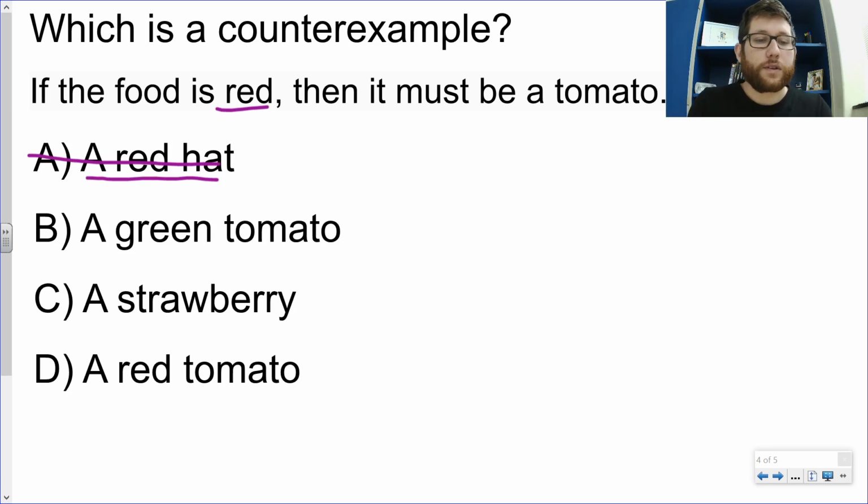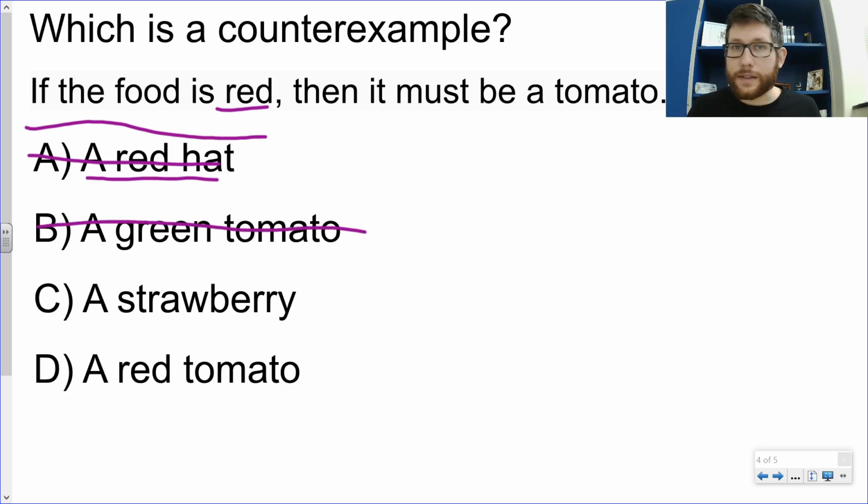Let's look at this next one, a green tomato. Again, it is a food, but it's not red. We're not talking about the same thing, so that's no good either. If I look at C and D, both of these confirm my hypothesis. A strawberry, that's a red food, and a red tomato, that's also a red food. We want the first part to be true, so each of these gets one check. We got the hypothesis true.